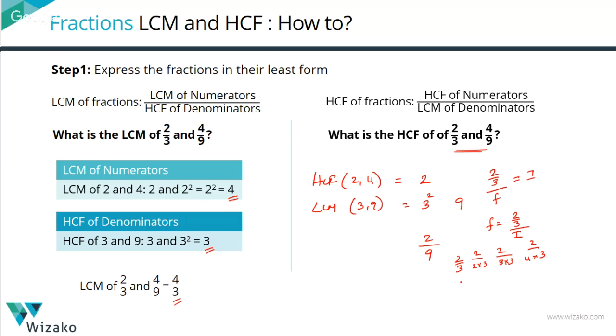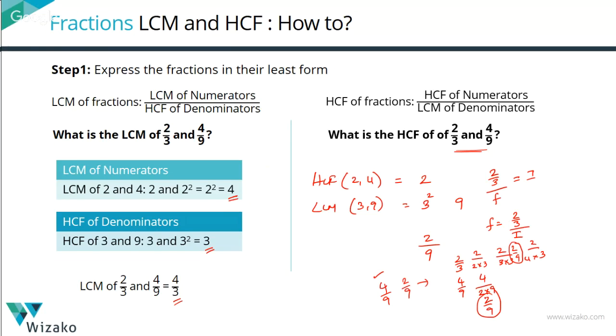Let's repeat the same process for 4 by 9. 4 by 9 divided by 1 is a factor of 4 by 9. 4 by 9 divided by 2 is 4 by 2 into 9, which is 2 by 9, which is also a factor of 4 by 9. So this is 2 by 9 and this number is also 2 by 9. 2 by 9 is a factor common to both these numbers. Now, is 4 by 9 larger or 2 by 9 larger? 4 by 9 is obviously larger. When you write factors in this order, as we move towards the right, the value keeps decreasing.